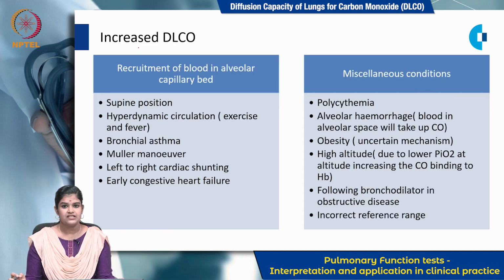And there are few conditions where there will be increase in diffusion capacity of the lung, like when there is recruitment of blood in the alveolar capillary blood, like when the patient is lying in supine position, when there is hyperdynamic circulation, when there is bronchial asthma, when patient is performing Muller's maneuver, left to right cardiac shunts, early congestive cardiac failure, and also in certain miscellaneous conditions like polycythemia, alveolar hemorrhage where there will be blood in the alveolar space that will take up the carbon monoxide, obesity due to some uncertain mechanisms, high altitude because of low PiO2, following bronchodilator in obstructive disease, incorrect reference range.